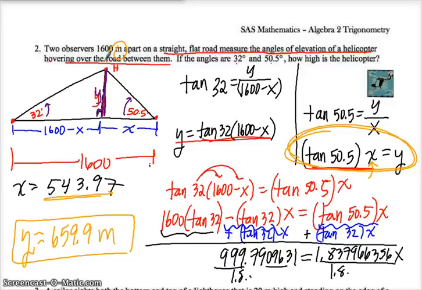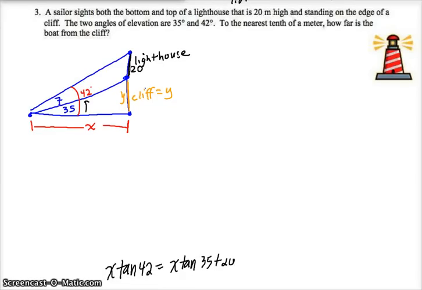Okay, now that you've seen how we set this up and see how you have two variables and you have to solve for one of them and substitute in, you're going to do the same thing for this third one. So number 3, it says a sailor sights both the bottom and top of a lighthouse that is 20 meters high and standing on the edge of a cliff. The two angles of elevation are 35 degrees and 42 degrees. To the nearest tenth of a meter, how far is the boat from the cliff?